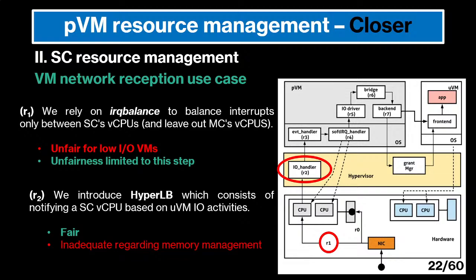So at step R2, since we need to notify the privileged virtual machine vCPU, what we do is implement what we call hyperload balancing, which consists of choosing a vCPU of the secondary container, which is mapped to one CPU of a privileged virtual machine, based on the I/O activities. What it means is that the more a virtual machine does I/O activities, the more we are going to schedule the event channel here on one of its CPUs.